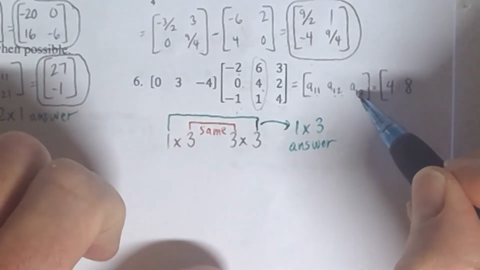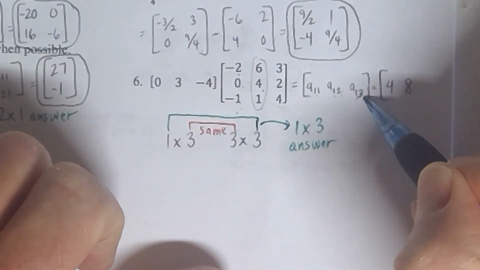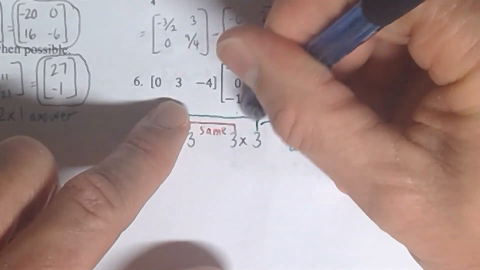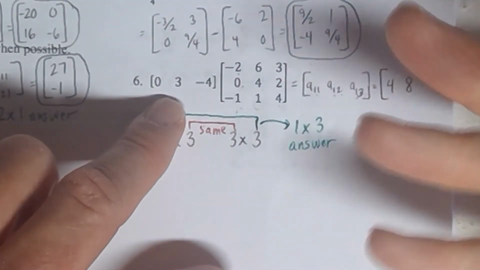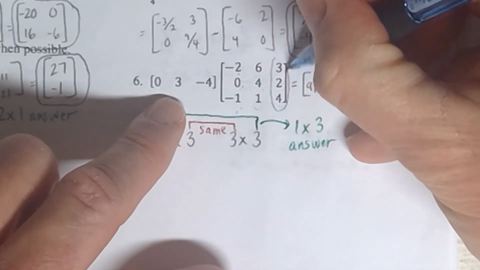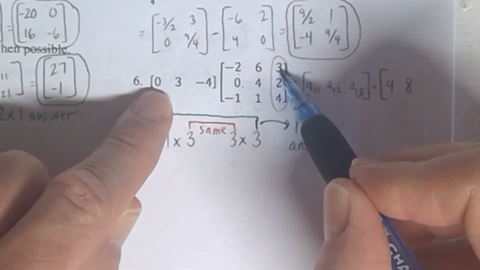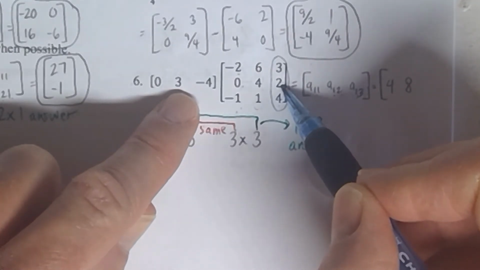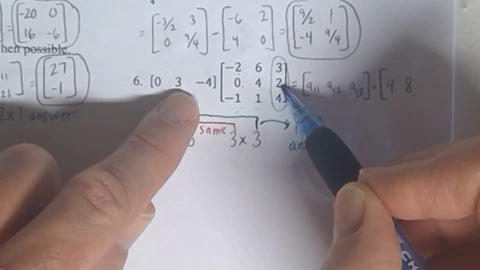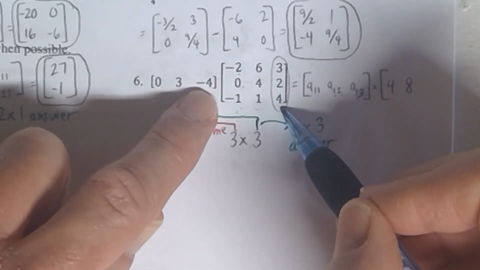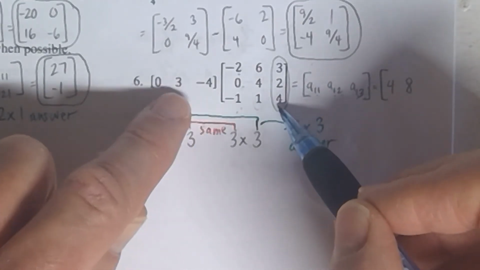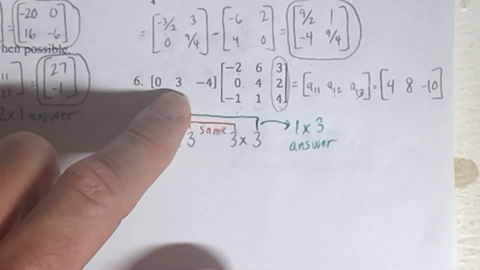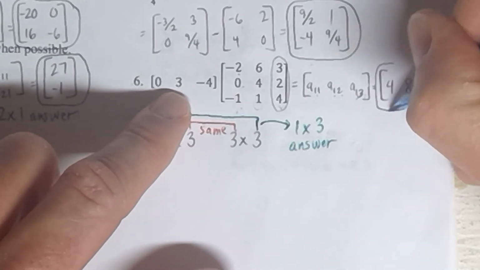One more to go. First row, third column. That means first row in the first matrix, third column in the second one. All right, so 0 times 3 is 0. 3 times 2 is 6. So 0 plus 6 so far, and of course, that's equal to 6. And then plus negative 16. So what is 6 plus negative 16? Negative 10. And there's your answer.